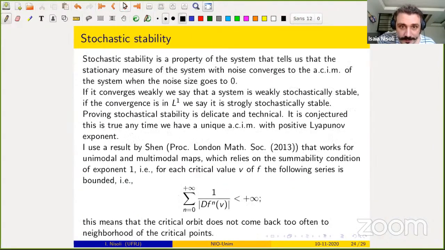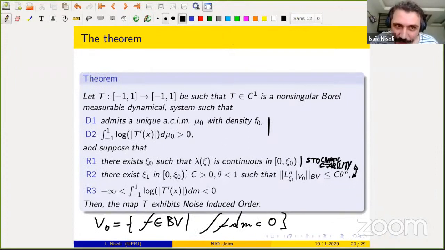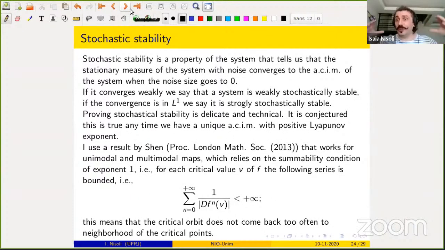And so now we get to the difficult part, the things that I have not done, which is hypothesis R1. Stochastic stability means that when we take the Markov chain associated to the dynamical system, the stationary measure of the Markov chain converges, when the size of the noise goes to zero, to the absolutely continuous invariant measure of the original system. And this is difficult to prove.